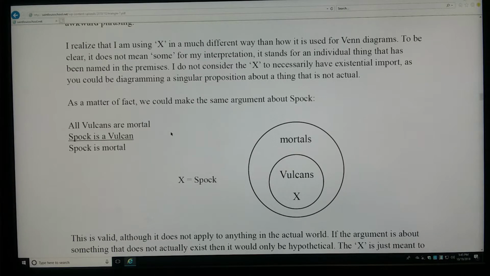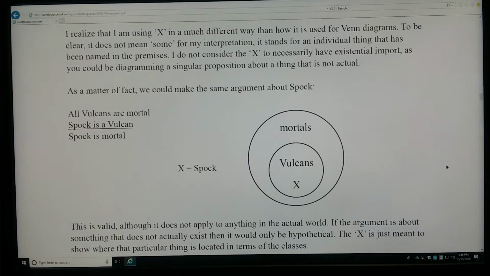So here we have an argument that is similar. All Vulcans are mortal. Spock is a Vulcan, therefore Spock is mortal. So what we would be saying then is Spock is a member of the Vulcans class, which is a subclass of the Mortals class. Therefore, Spock is a member of the Mortals class. That's essentially what you're saying.